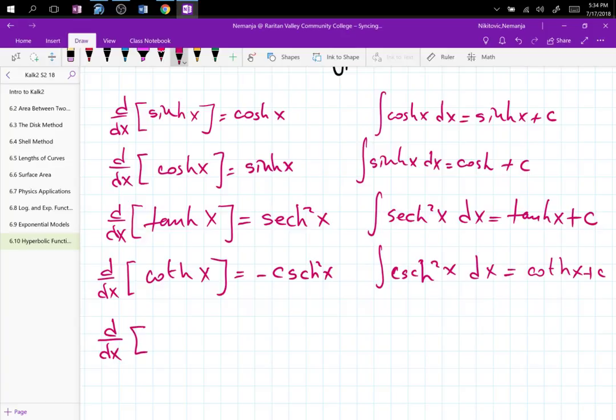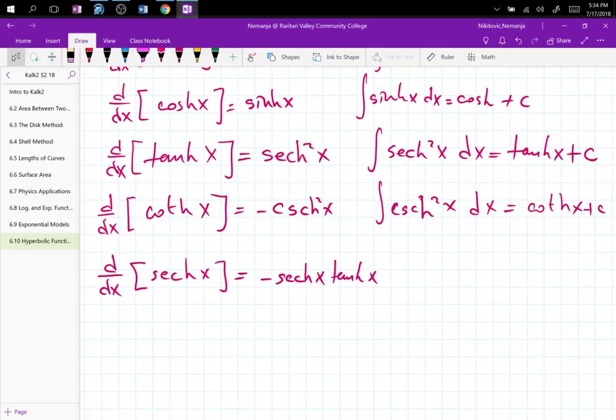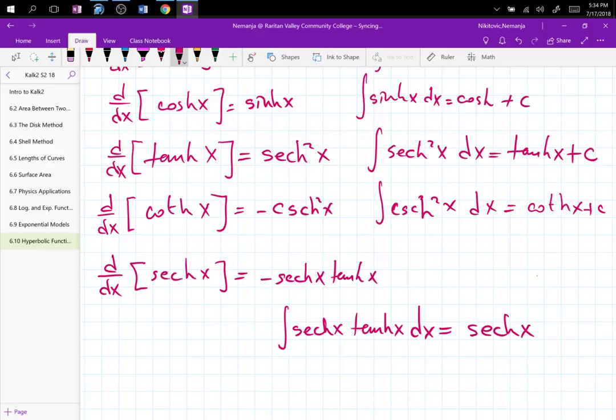The derivative of secant hyperbolic x is negative secant hyperbolic x tangent hyperbolic x, and then the associated integral, the integral of secant hyperbolic x tangent hyperbolic x dx, is going to be just the secant hyperbolic x.